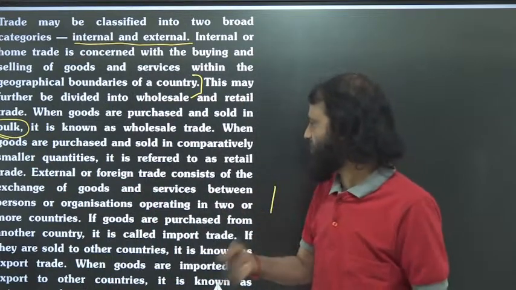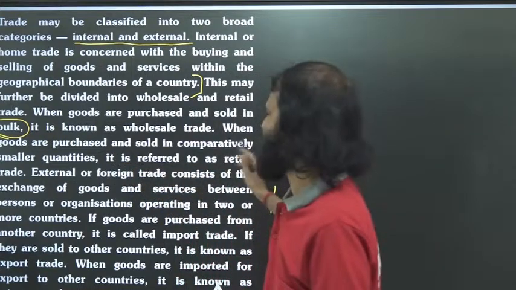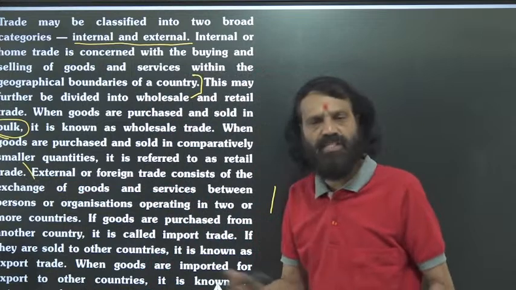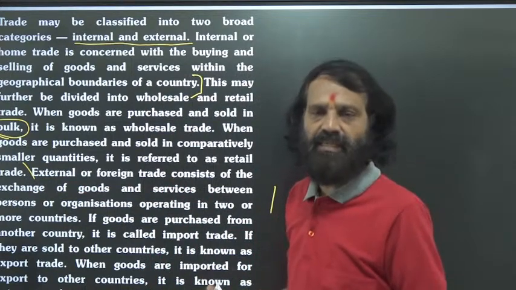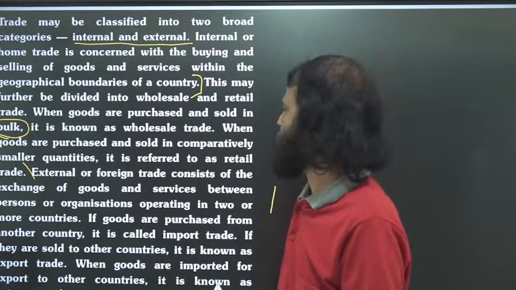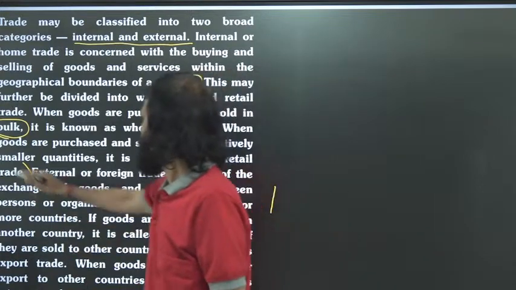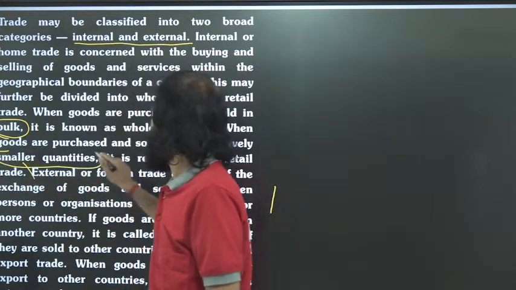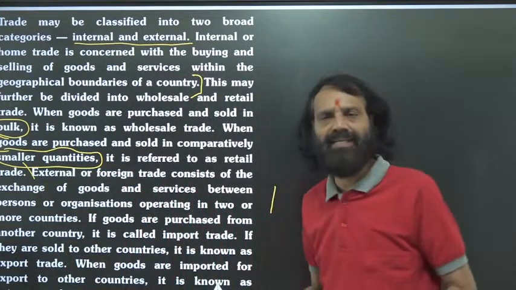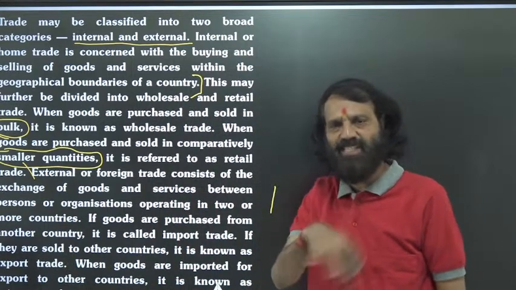When goods are purchased and sold in comparatively smaller quantities, it is referred to as retail trade. Nearby our house, we can see so many small retailers, small shops. They are not buying goods in bulk quantity. They buy only very small quantities. In every shop you can see smaller quantities only, because retailers do not have that much money to invest. They invest very little.